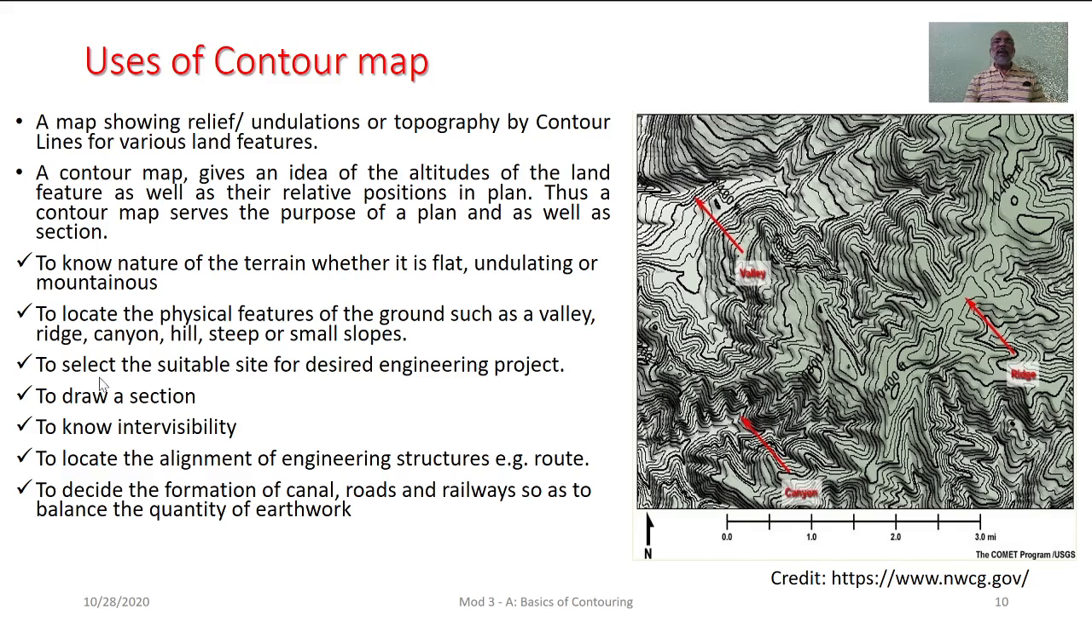Even we can draw the section, we can understand the intervisibility, we can locate the alignment of engineering structures, and we can also decide the formation of the canal, road, railway so as to balance the quantity of earthwork. These are particular cases. Here, I just wish to highlight the actual usage of this contour map. As we go into further depth, you will be able to clear your concept regarding such aspects.